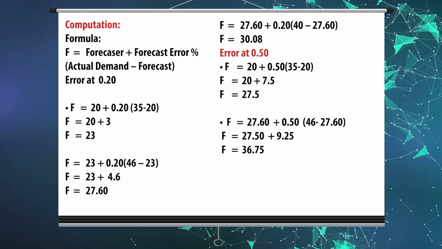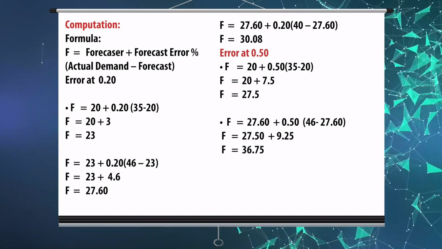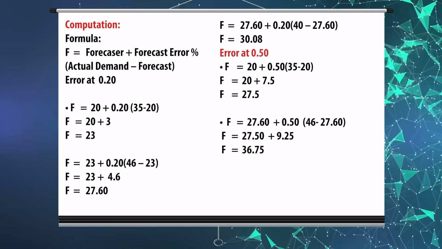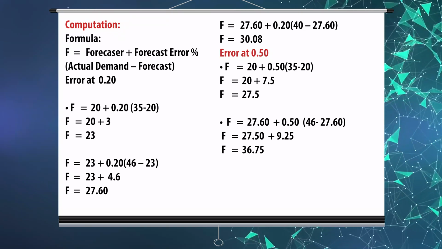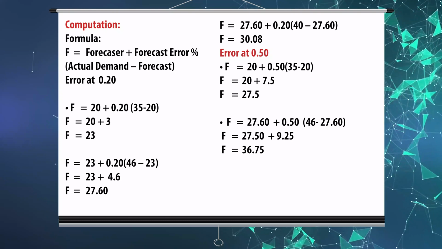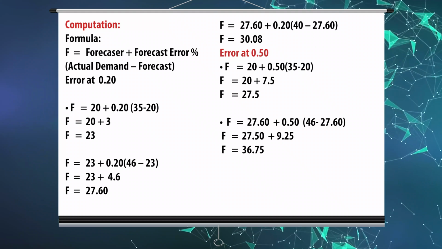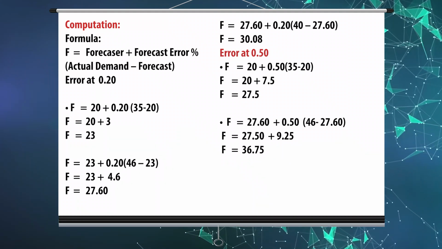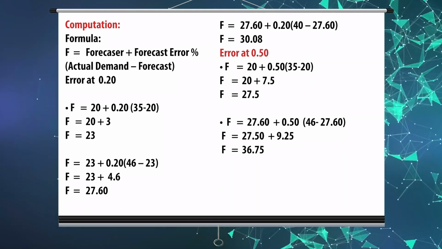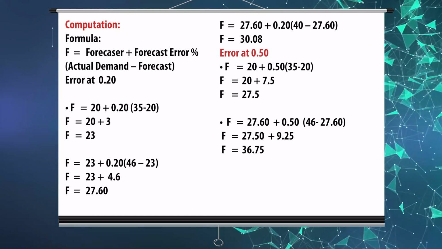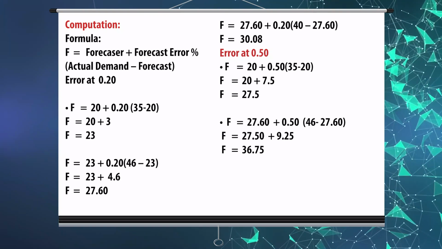Further, we can compute the value of F for 23 plus 0.20 times 46 actual demand minus the 23, which is the forecast value. Simplifying, we are able to get 27.60. Further, if we are going to consider 40 as the actual demand and the previous computation as the forecast, which is 27.6, we are able to get 30.08. These computations are included in the third column for forecast values at alpha equal to 0.20.